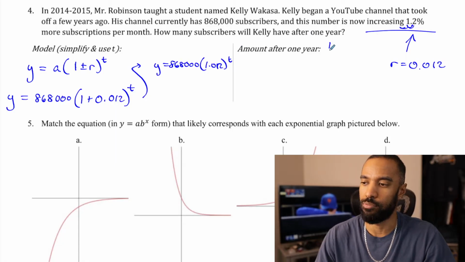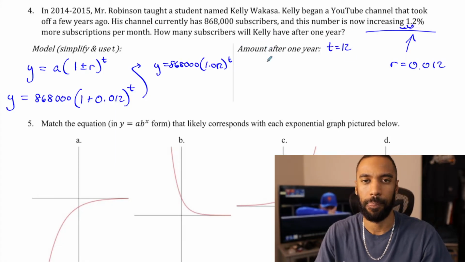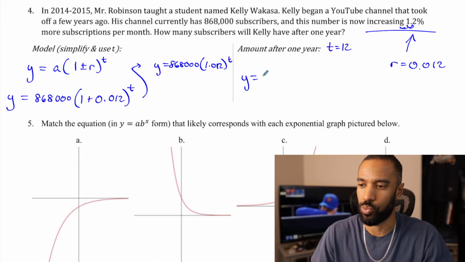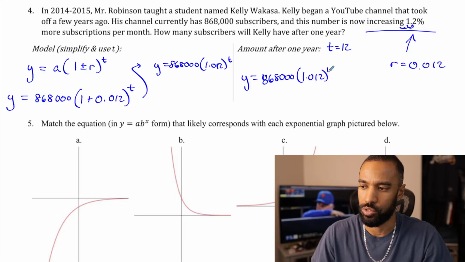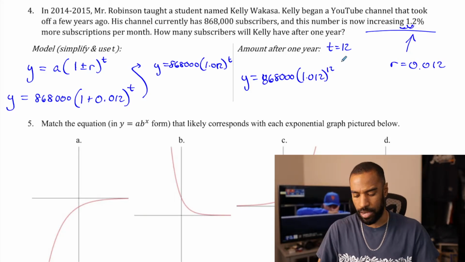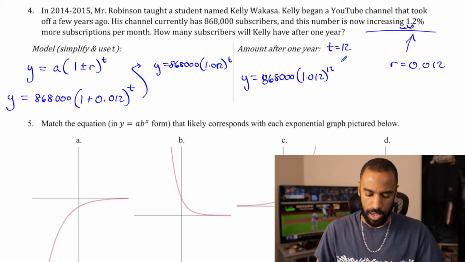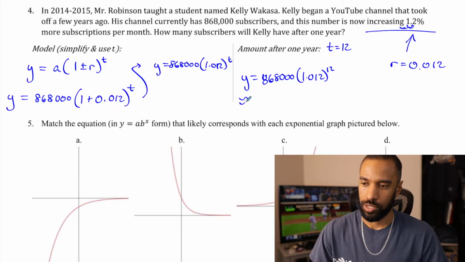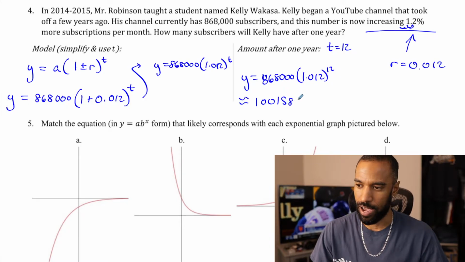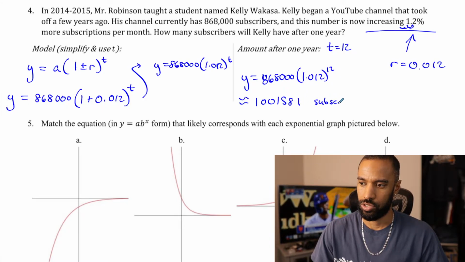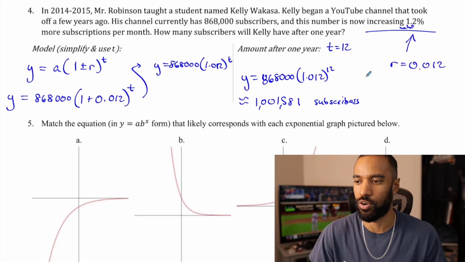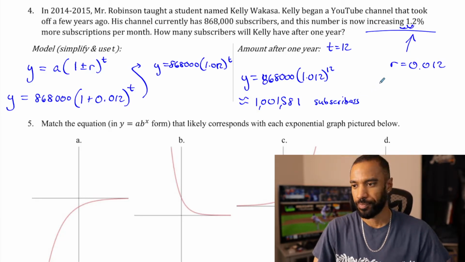All right, after 1 year, you have to remember that t is the number of months. So 1 year is 12 months. t equals 12 in that scenario. So in terms of solving this, we substitute 12 for t. y equals 868,000 times 1.012 to the 12th power. I'm just going to type it in this calculator very fast. And I'm getting about 1,001,580.5, so 581 subscribers. That's just a little over 1 million subscribers there.